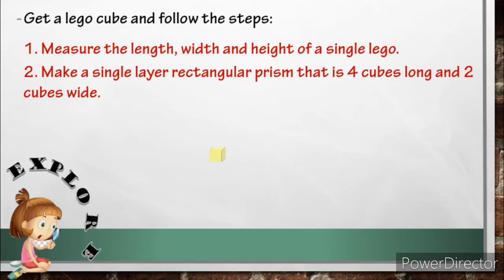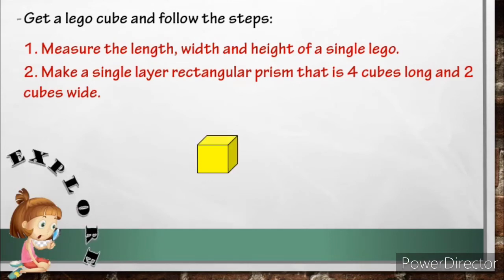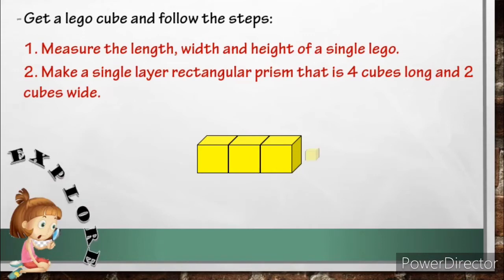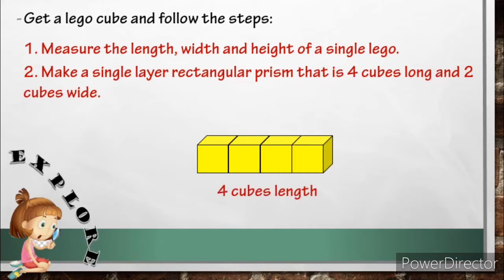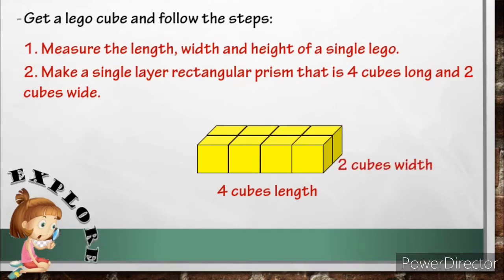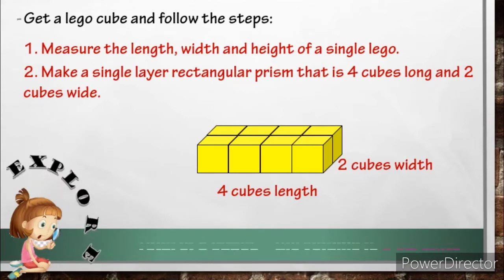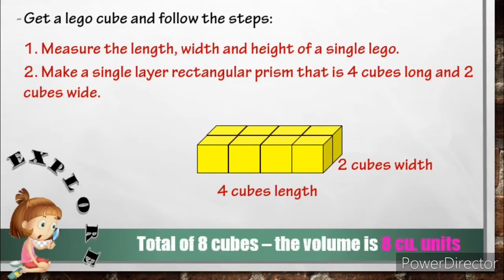So let's illustrate the 4 cubes long, with 4 cubes in length, and the 2 cubes wide, with 2 cubes in width. The question is, how many cubes are there in the prism? Very good. There are a total of 8 cubes. Therefore, the volume is 8 cubic units.